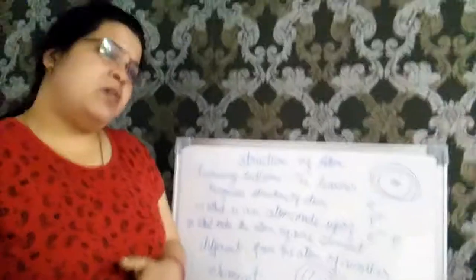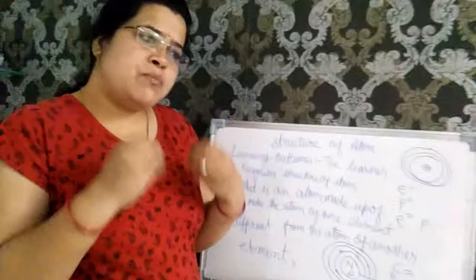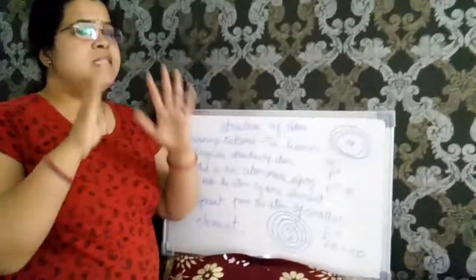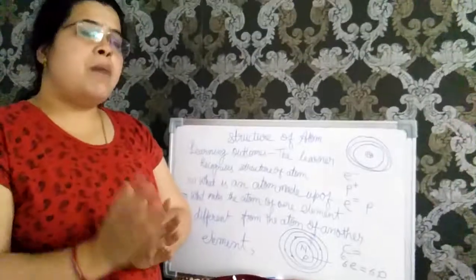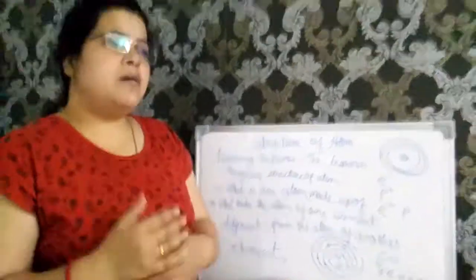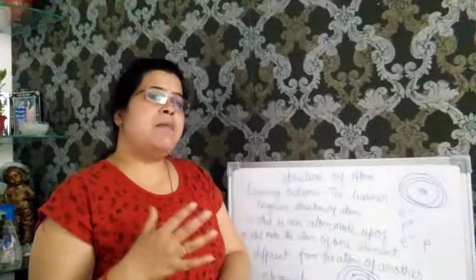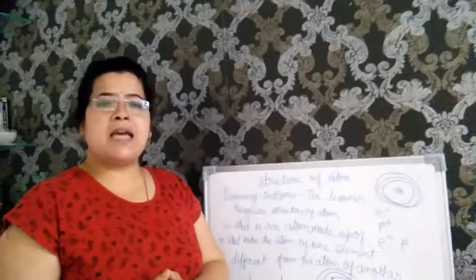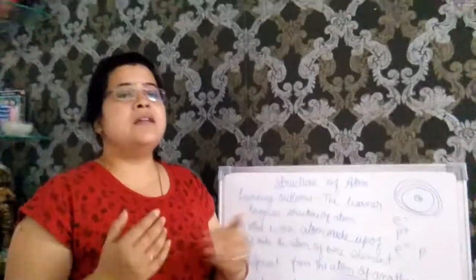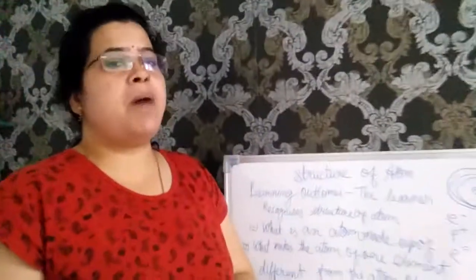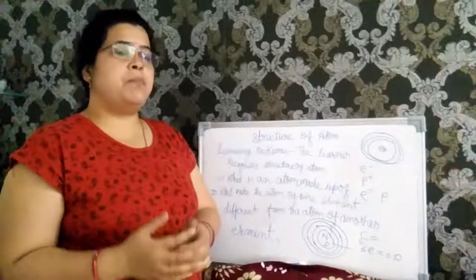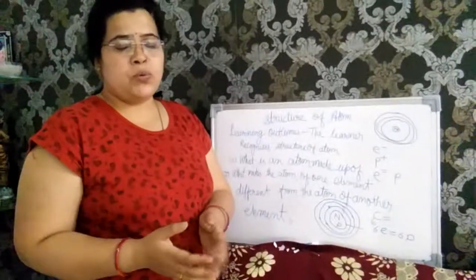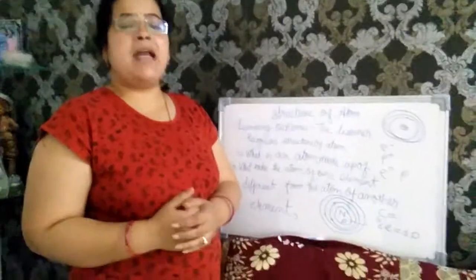So, is it possible? The atom is the smallest unit of an element, but here we will learn whether it is possible for subatomic particles to be present inside the atoms. Yes, there are some subatomic particles present inside the atom that make the structure of atom. There are three subatomic particles: electrons, protons and neutrons.